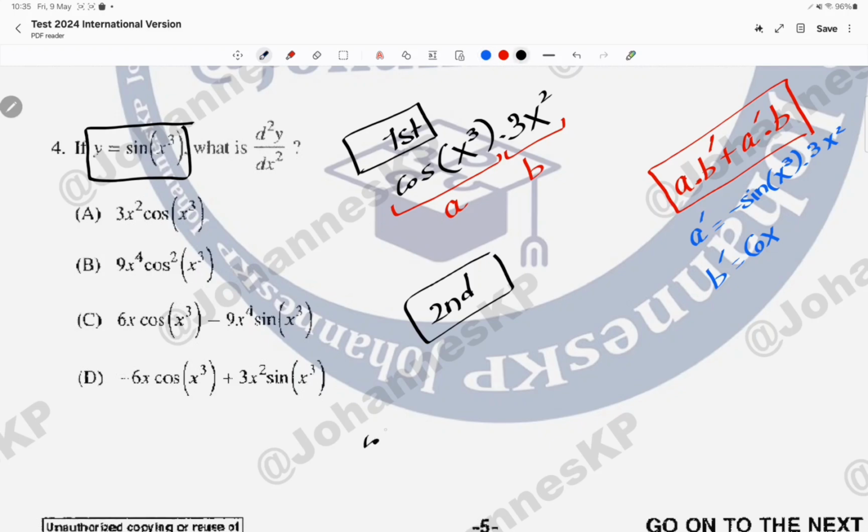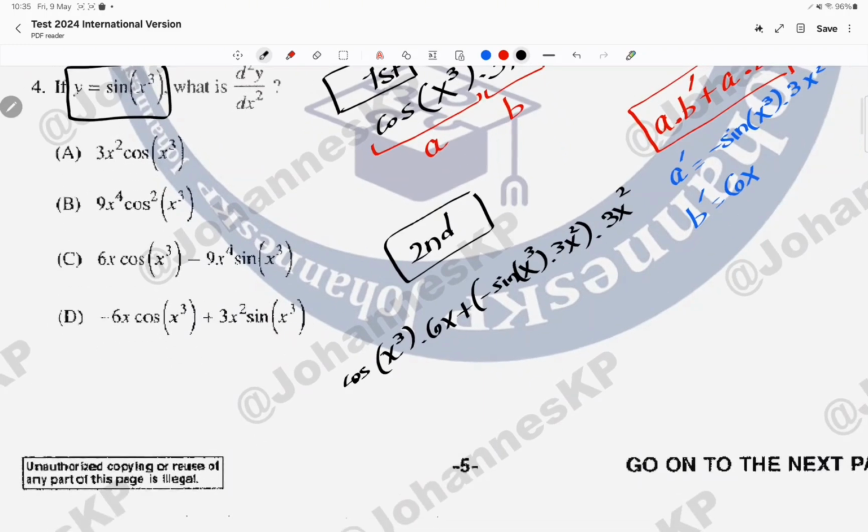So a times b prime plus a prime, which is negative sine x cubed times 3x squared times b. 3x. Okay. Now let's just take care of this plus with minus, so the whole thing becomes minus, right? And 3x squared times 3x squared is 9x to the power of 4. Do you see your answer somewhere? Yes, C. Very good.